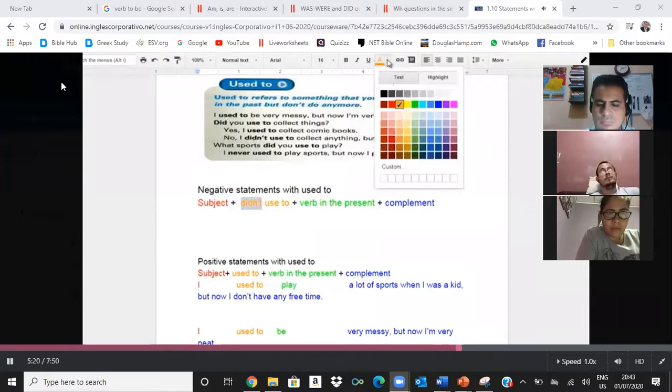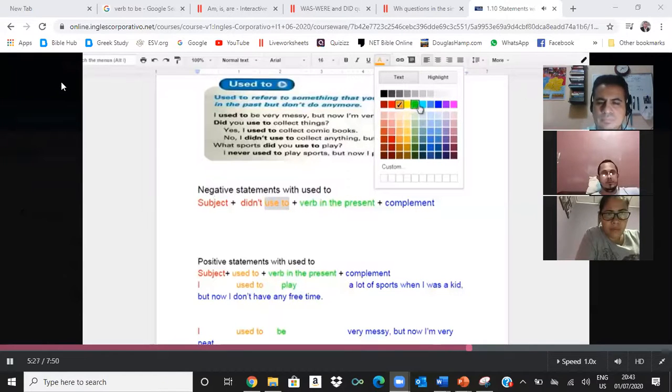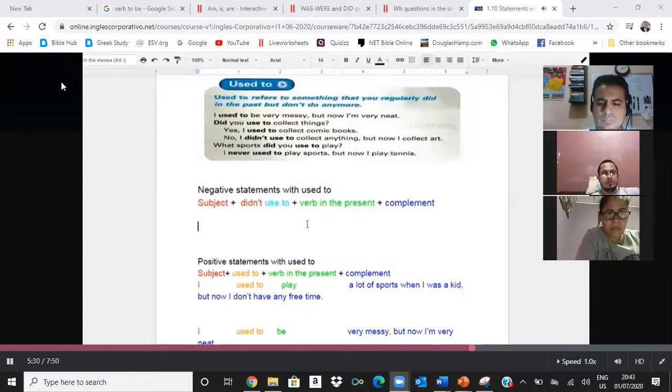All right, so that's what I want you to notice. And also I want you to notice that used to will no longer be in the past. Now it's going to be in the present, and that's because of this auxiliary verb that you see here. So we're going to have the subject plus didn't, and then used to will be in the present. It's not going to be in the past like we saw it in our positive statements. And the rest will pretty much stay the same. So the subject plus didn't used to plus the verb in the present, and then whatever complement exists.